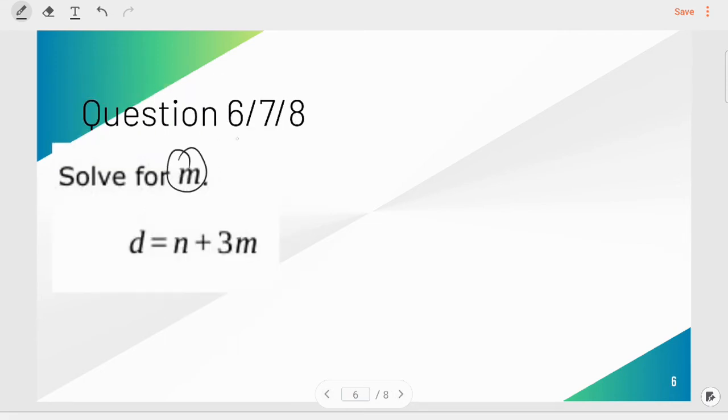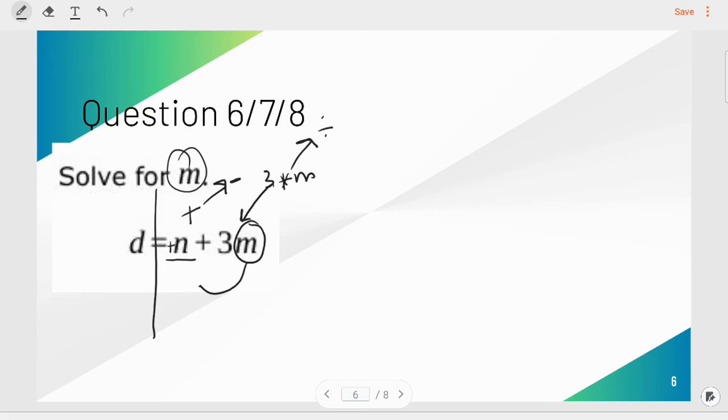Solve for M. So here is M. What operations are going on? I see that there's multiplication right here. That means 3 times M. How do I undo multiplication? I'm going to use division. I'm also noticing that the N, if I draw my line of balance, is also on the same side as the M, so I need to get rid of it. How is it being combined? Well, it is a positive N being added, combined with the 3M. So since I have addition, I'm going to use subtraction.